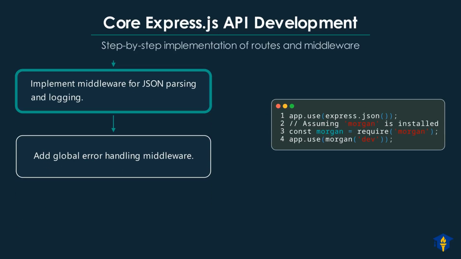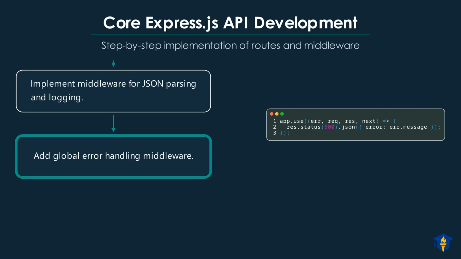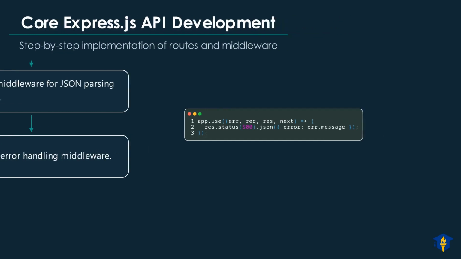Implement middleware functions for tasks like JSON parsing and request logging to enhance API functionality. You can use express.json for parsing incoming JSON data and Morgan dev for logging HTTP requests. Finally, add global error handling middleware to gracefully manage any unexpected errors that occur in your API. This middleware catches errors from any route or other middleware, sending a 500 status with the error message.